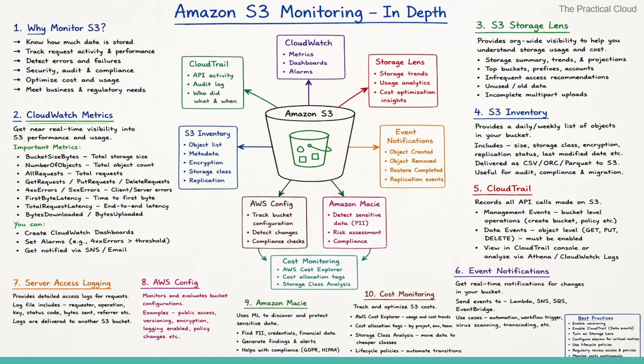The last one is cost monitoring. You can track and optimize S3 cost. This is again a common service, AWS Cost Explorer, which we will discover in a future section, where you can monitor cost for an S3 bucket and make decisions based on that.